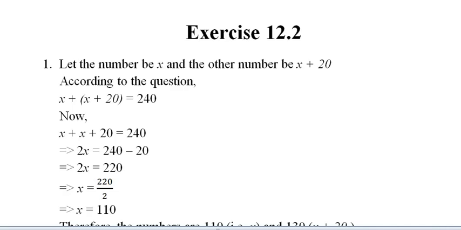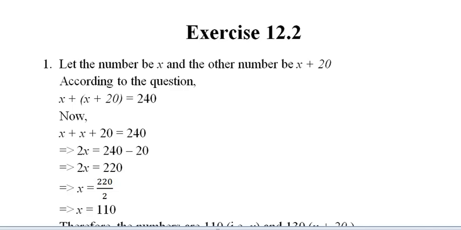Hello, dear children. Now we are in exercise 12.2. From exercise 12.1, we have already come to know how to find the value of x. So in this exercise, what we are going to do is the word problems related to linear equations.